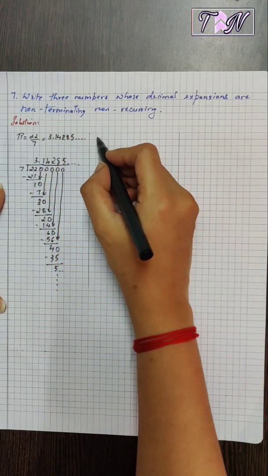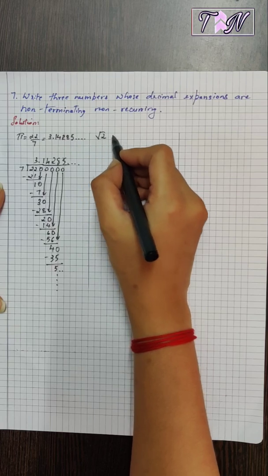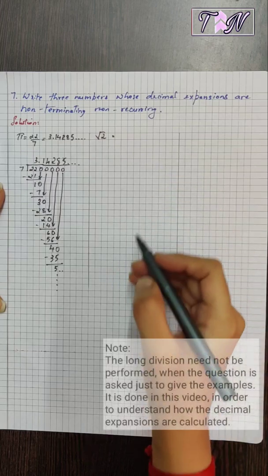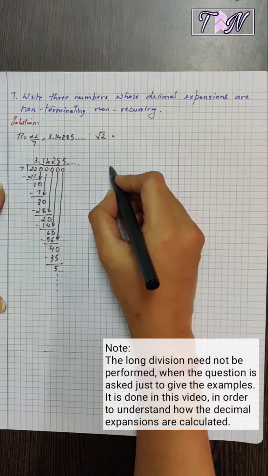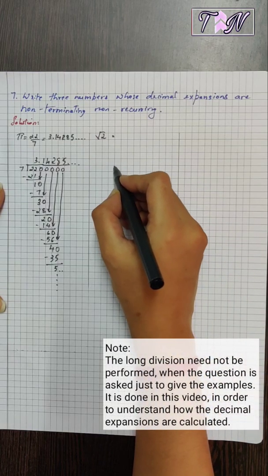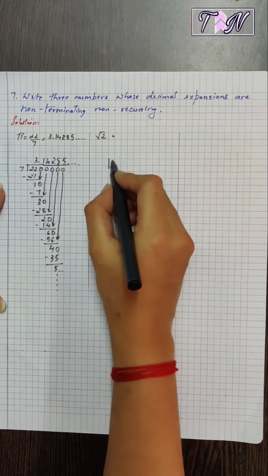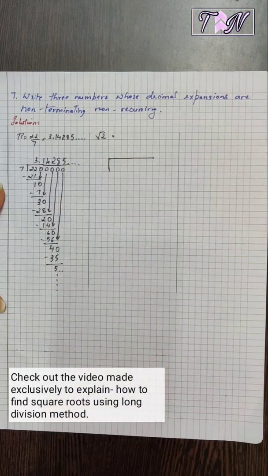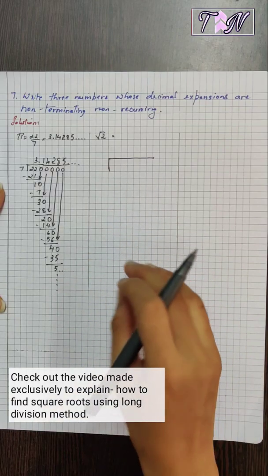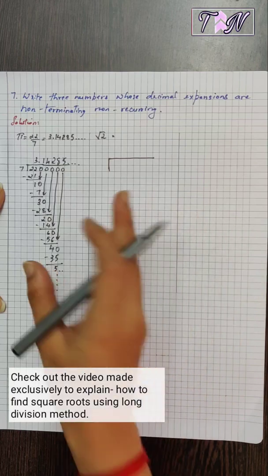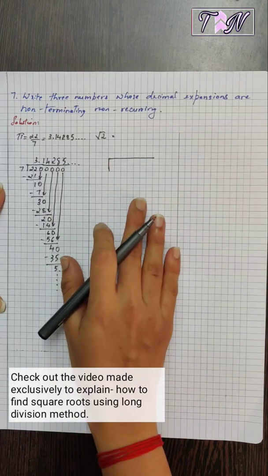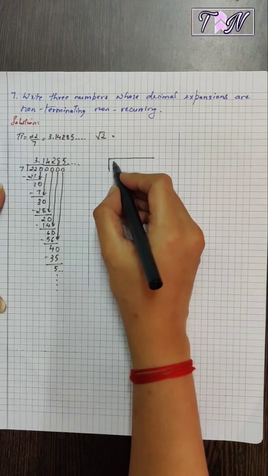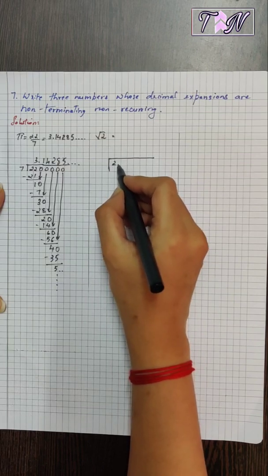Next, we can take root 2. To find out the value, I'll use the long division method to find the square root. So let me start it. If you want to know how exactly the long division to find the square root is done, there is a separate video on this topic. You can look into that. Now let's continue. So I'll write 2 inside.